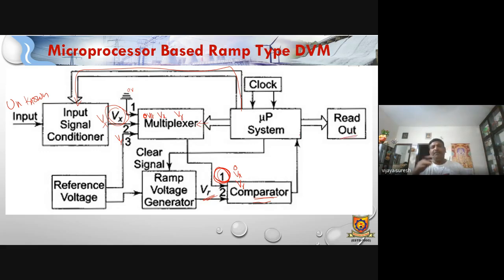Now we'll see how the process works. The multiplexer is going to get three inputs: the first input is 0 volts, nothing but ground, the second input is Vx, the unknown input voltage, and the third input is the reference voltage. Any one will be selected based on the microprocessor system, which gets its input from the comparator only. The comparator gives certain input to decide whether the multiplexer has to select 1, 2, or 3.